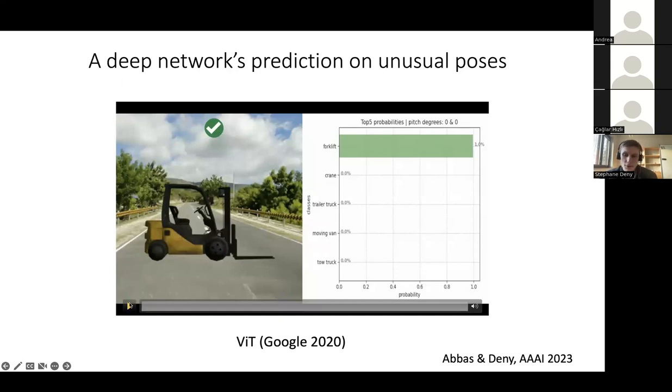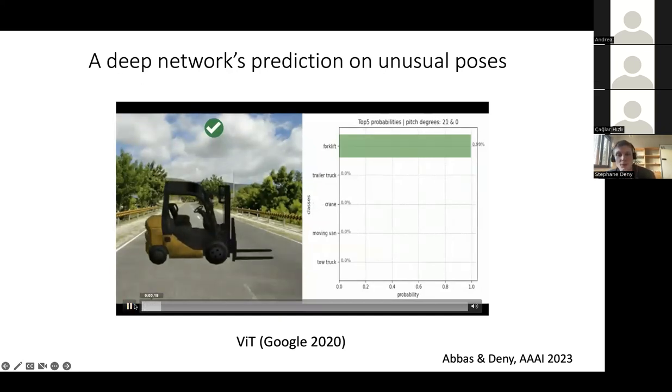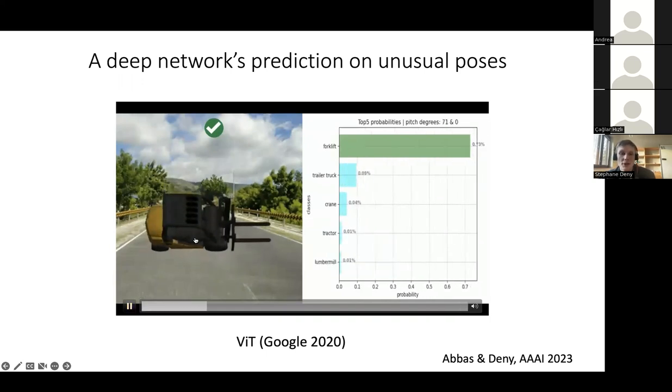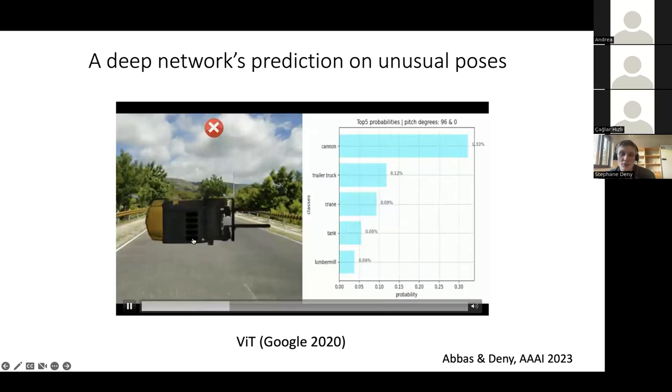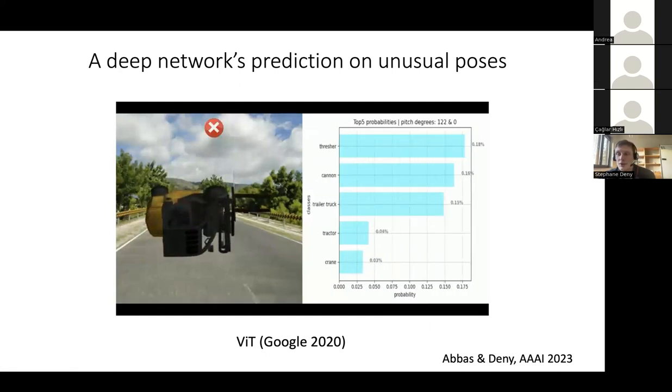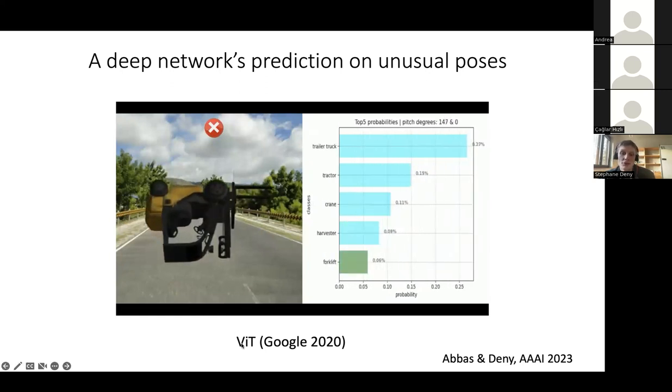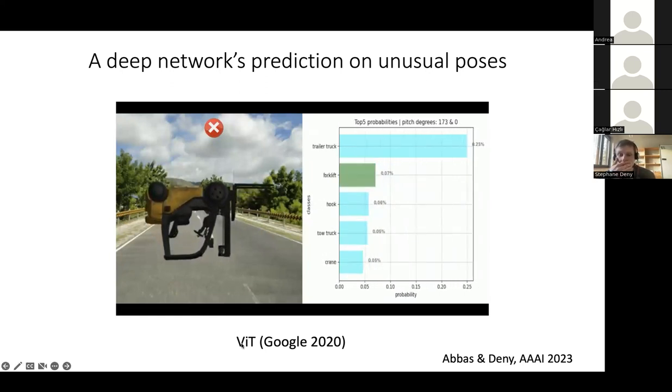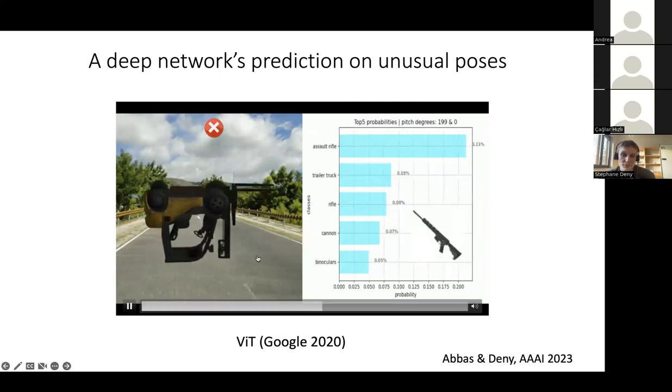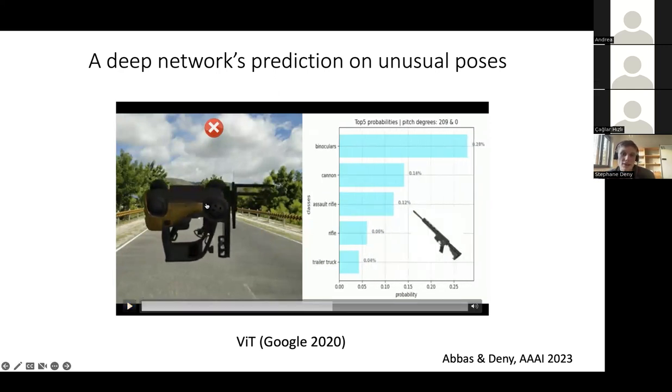So here with Amur Abbas, we ran these experiments where we produced realistic objects in all possible orientations and presented them to various deep networks. Here it's a visual transformer, a network released by Google in 2020. And we can see that as this object progressively rotates, the prediction of the network, these are the top five predictions, become wrong. So here we see that the network predicts a binocular.